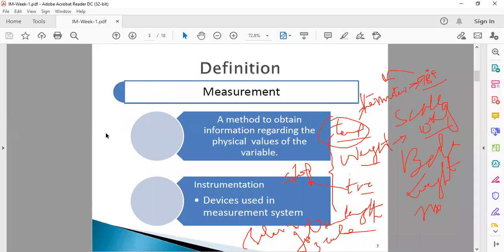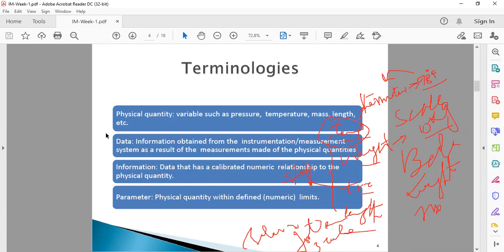Terminologies. Physical quantity, as I have already mentioned, these are the variables. For example, the pressure, the temperature, the mass, the length, time, the light intensity, etc. These are the physical quantities. And data: the information obtained from the instrumentation or the measurement system as a result of the measurement made of the physical quantities.